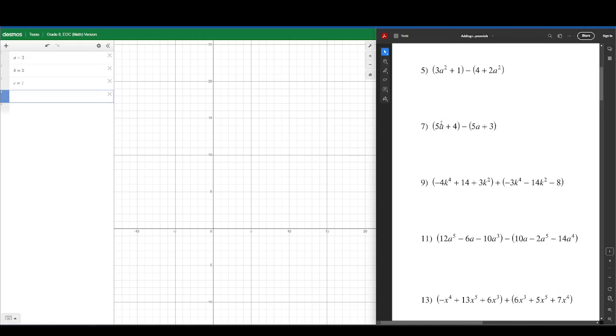So say number 7 has a subtraction, so I could type in exactly what I see here, again replacing letters, but this one happens to already be a, so that's nice. So I can do 5a plus 4 minus parentheses 5a plus 3 parentheses, and I get 1. Then my simplified version, let's say I do 5a minus 5a, I get 0, but then I do 4 plus 3. I mean, this is just too simple, but if I forget to distribute the negative, it might help me to see that.